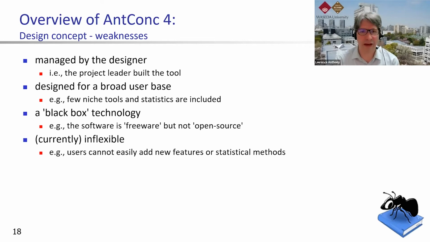And because it is designed for a broad user base, it doesn't have these niche tools, it doesn't have niche statistics that some particular projects might want to use. So it's got general purpose corpus tools, it's got general purpose, the best practice stats, I would say, but it doesn't have niche tools and niche stats for a particular project. So I would say that more advanced corpus users should go beyond AntConc and start programming. Ideally, they would program themselves and develop some new tools and stats for their particular project.